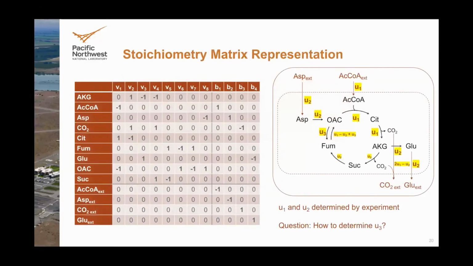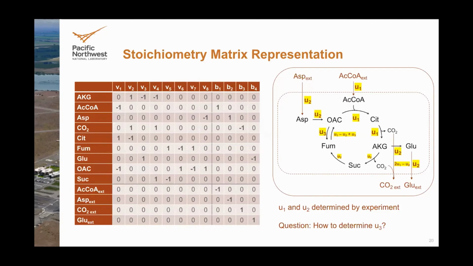So now let's put all that on our model graph. This is quite interesting. So we now know we can see U1 and U2. We can determine those by experiment. We know exactly what we're putting into the model as substrate. And then on the bottom right-hand side of the figure, we can see that glutamate, when it's transported, that is apparently equal to U2.